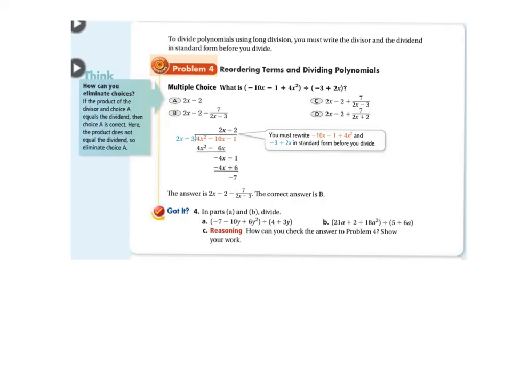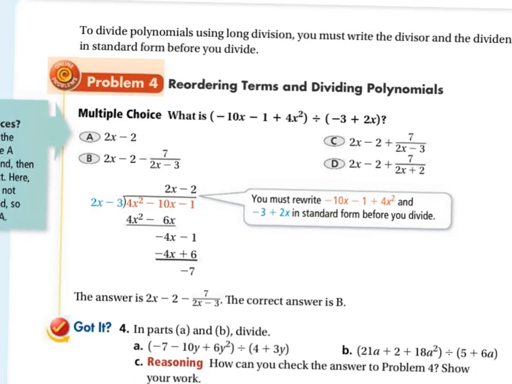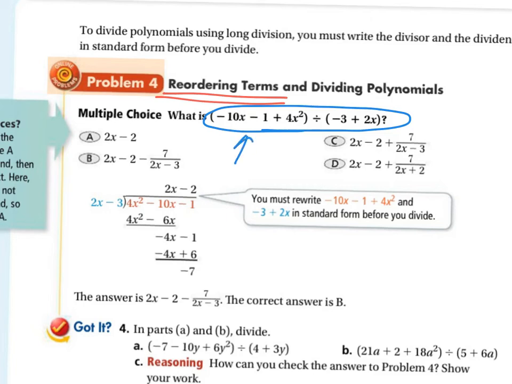Problem 4, what they're pointing out is that sometimes we might have to reorder terms. So reordering terms is kind of the topic here. So you can see the problem they have to start with. And basically the deal is that these are not in standard form. They're not starting with the highest exponents. So they're just rearranging these. So the thing that we're dividing up, they just rearrange that.